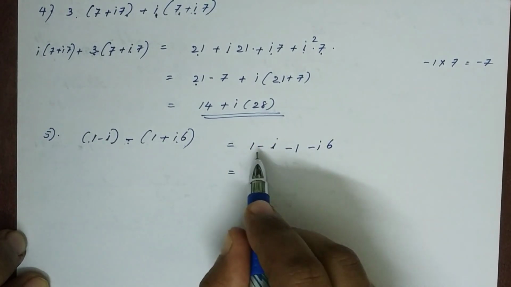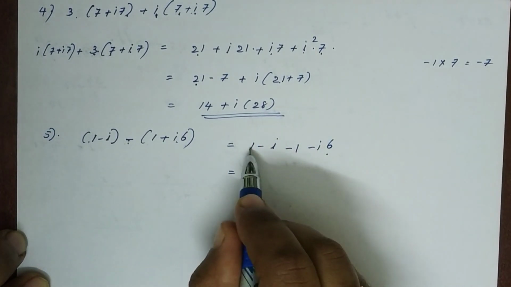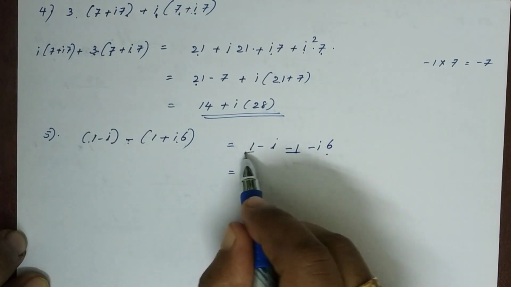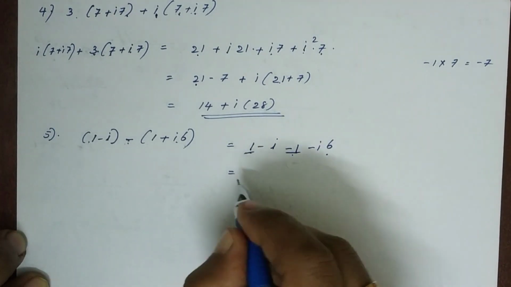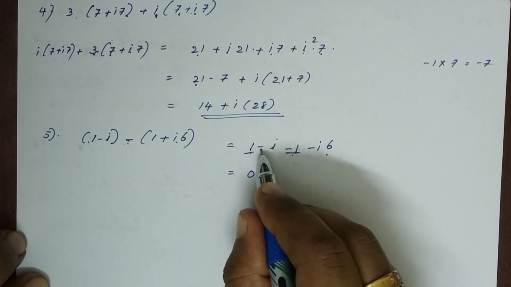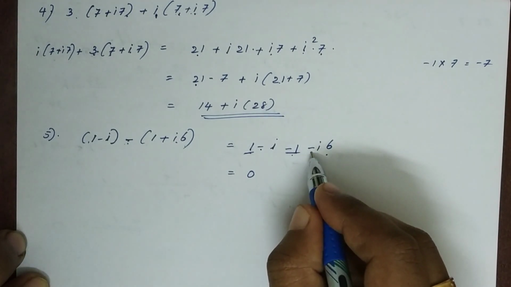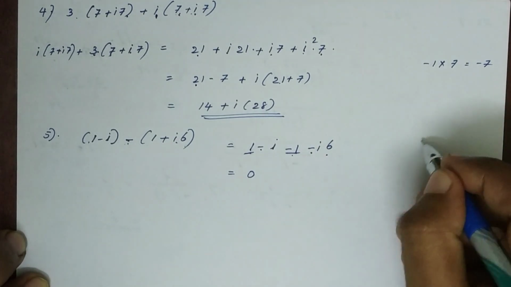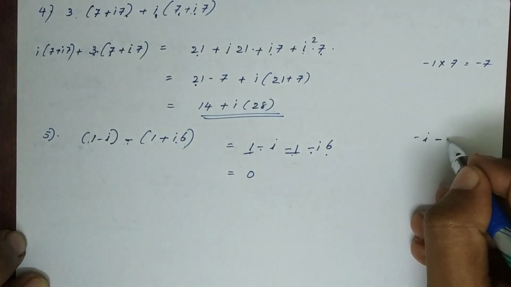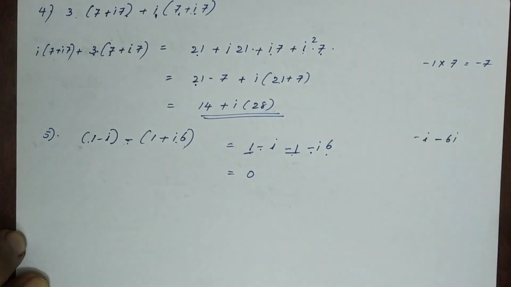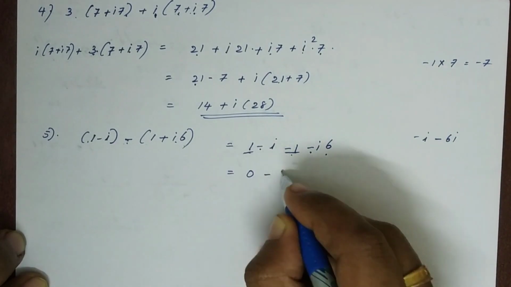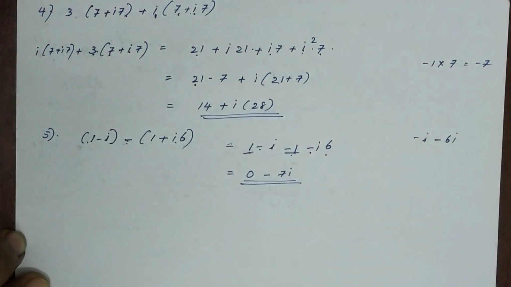So this is equal to. Real part is 1 and here is minus 1. So 1 minus 1 is 0. Then here is minus i and here is minus 6i. So minus i minus 6i, total is minus 7i. So this is the answer.